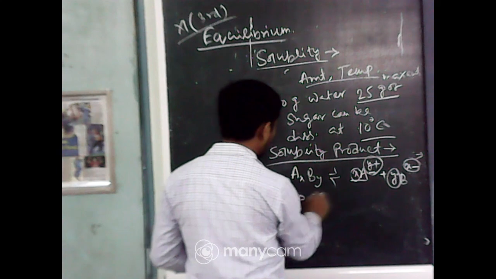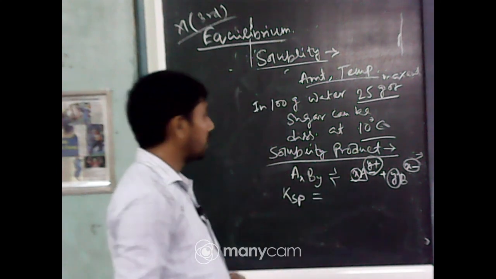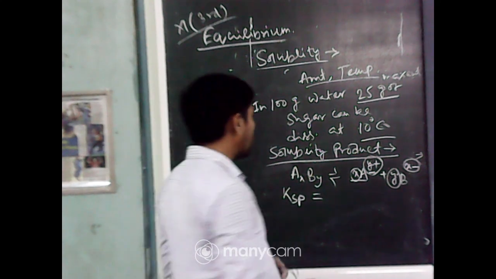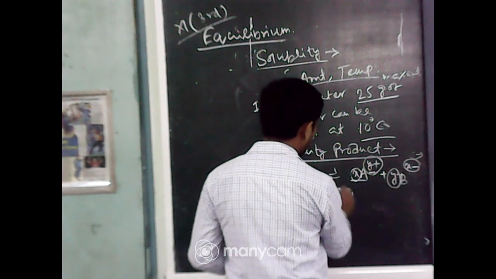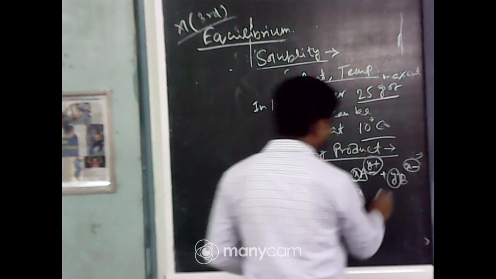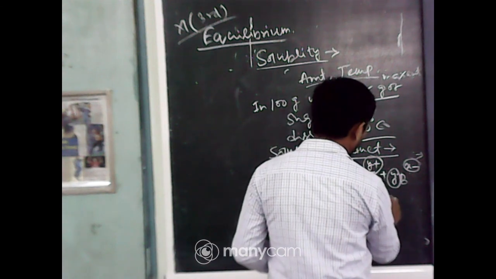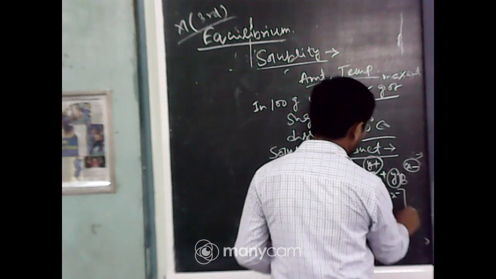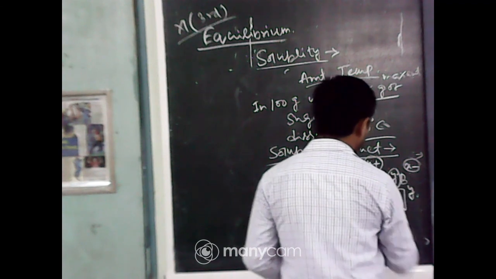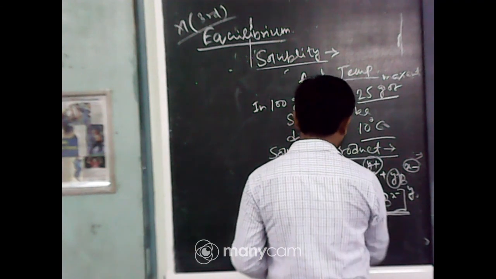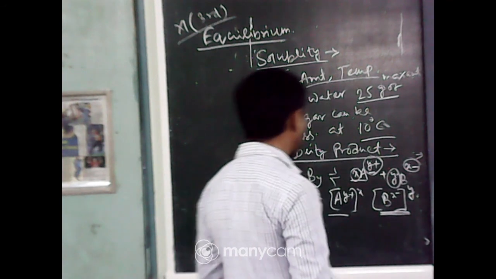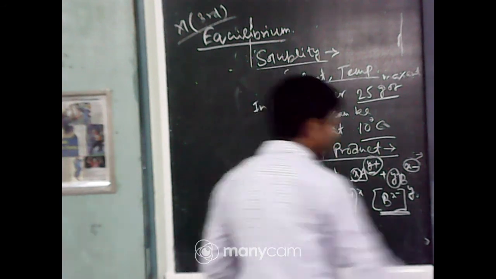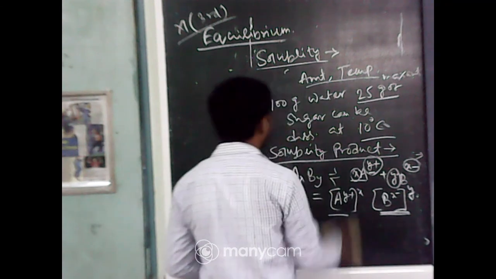Now, Ksp for this is equal to the concentration raised to its power, that is [A^(y+)] to the power x into [B^(x-)] to the power y. So, it is the concentration raised to this power. In this way we can calculate the Ksp of any sparingly soluble salt.